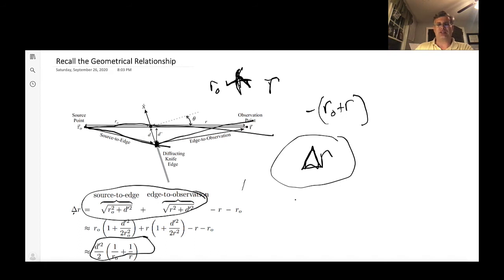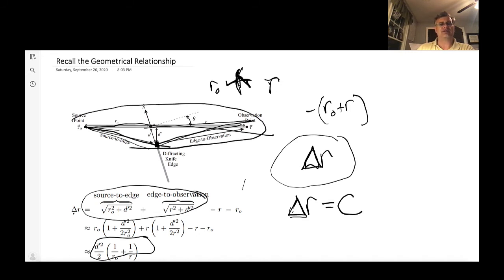Now, that's kind of interesting, because consider, what do I get if I say delta r is equal to the constant c? What edges of the diffracting component here lie on a constant delta r? Well, remember, delta r is the difference between path length from here to here minus this constant distance across here. The difference in path length, the points that lie on a constant path length like this, trace out an ellipse. That's the mathematical definition of an ellipse.